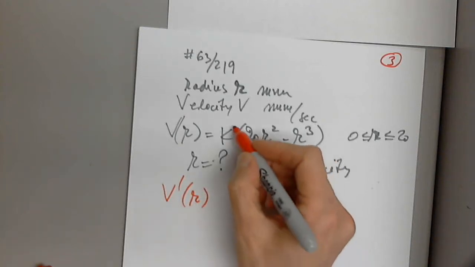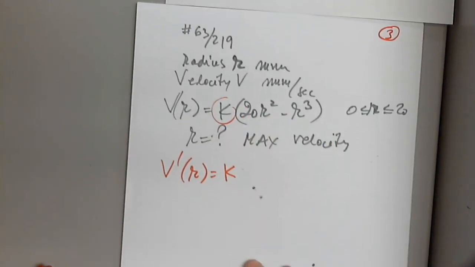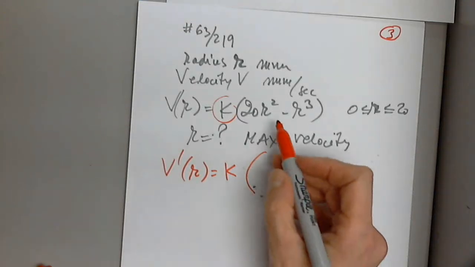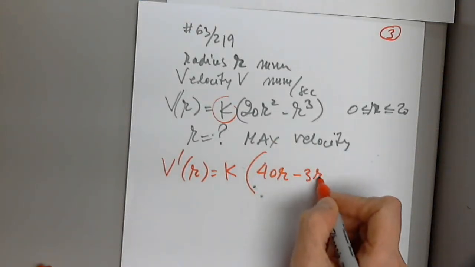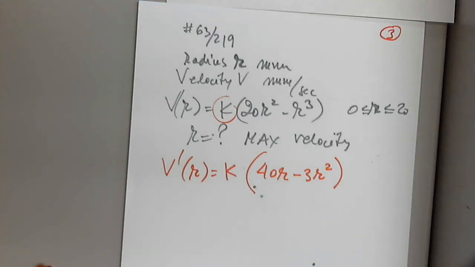V prime of r. This is a constant. Keep it outside, don't worry about it. Inside we have 40r minus 3r squared. Agreed? So I got the derivative. Now what? What do I do with it? You plug 20 in? Careful. I have the derivative. What is the next step? What do I need to determine? Before I even think of max-min, I need to determine the critical numbers. Yes, if I graph, x-intercepts. Okay. But I'm not graphing.